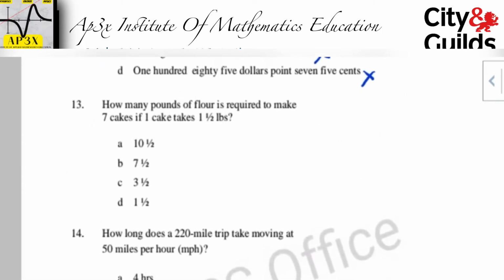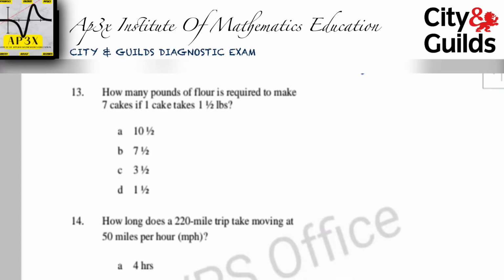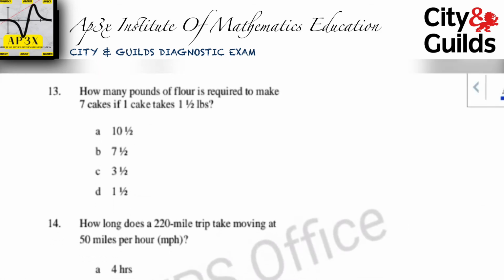How many pounds of flour is required to make 7 cakes if 1 cake takes 1.5 pounds? So let's go again. Tricky questions, guys. You've got to read carefully. You can't be too quick, guys. So we're looking at question 13. How many pounds of flour is required to make 7 cakes if 1 cake takes 1.5 pounds?